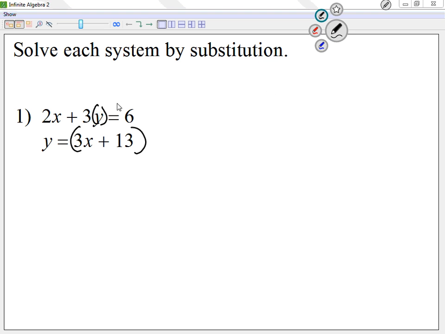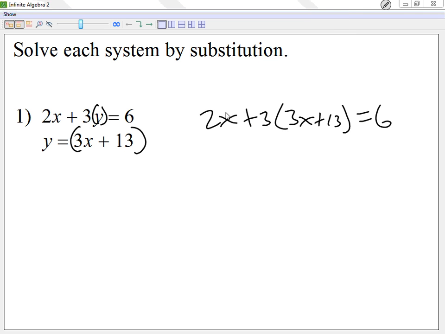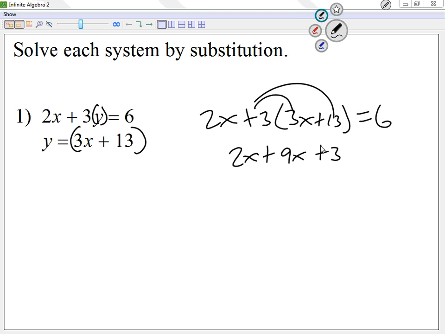So let me rewrite the first equation as 2x plus 3, open parentheses, 3x plus 13, close parentheses, equals 6. So I wrote that as 2x plus 3y equals 6, but I replaced my value of y for 3x plus 13, right? I substituted. Now let me get rid of parentheses by multiplying the 3 to the inside. So I have 2x plus 9x plus 39 is equal to 6.